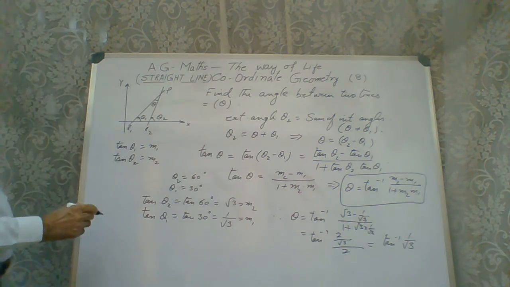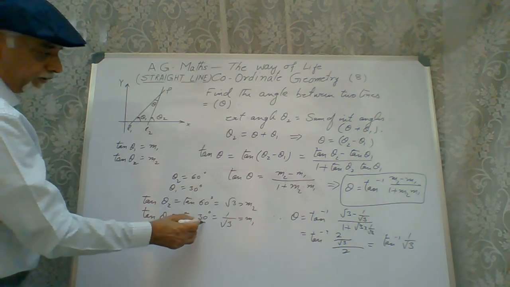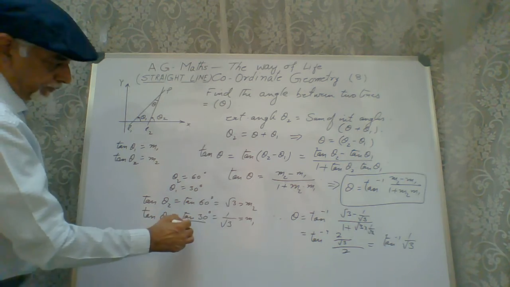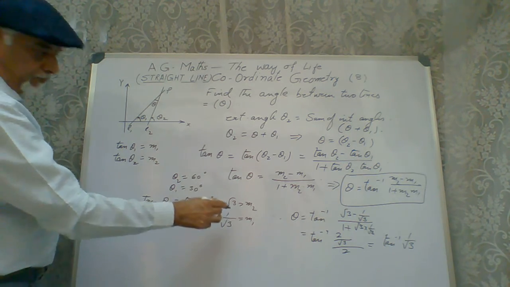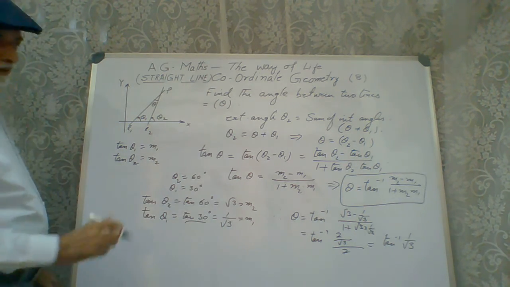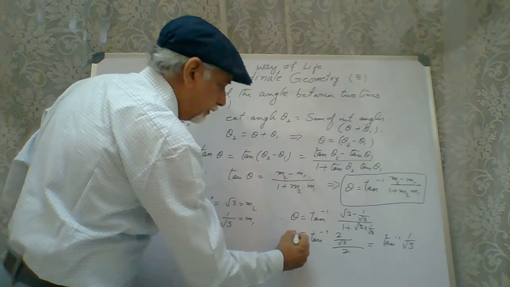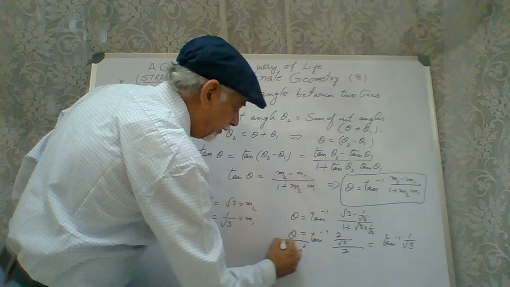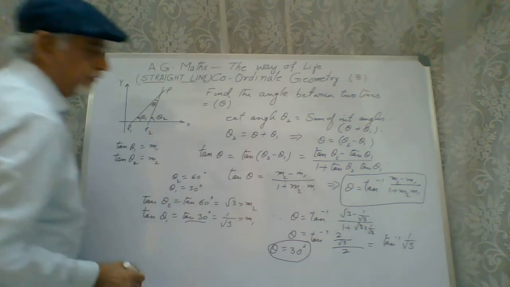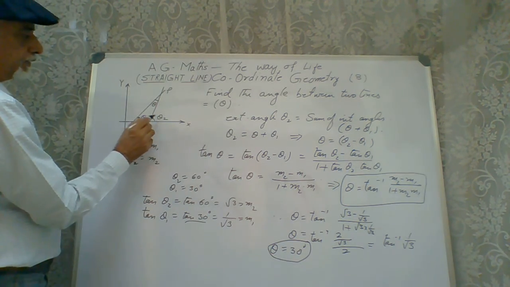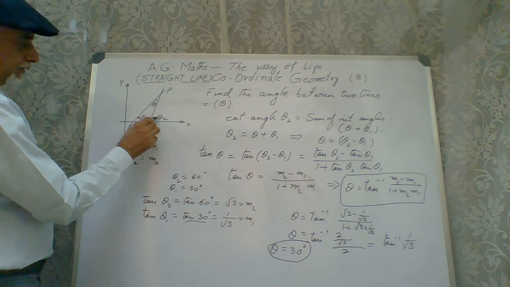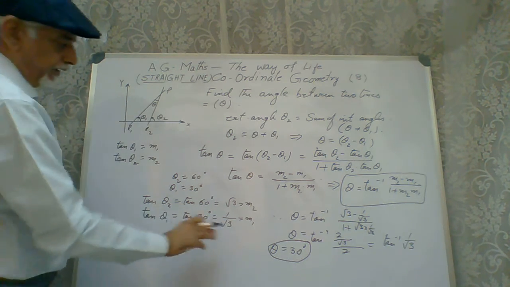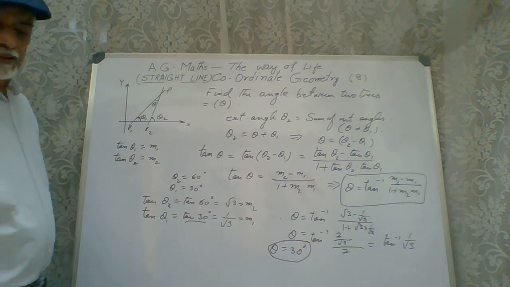What is tan inverse of 1 by root 3? We know tan 30 is 1 by root 3. So tan inverse of 1 by root 3 will be equal to 30 degrees. So this angle comes back to 30 degrees. This is the value, because if theta 2 is 60 and theta 1 is 30, then 60 minus 30 is 30, and we get it by this formula.